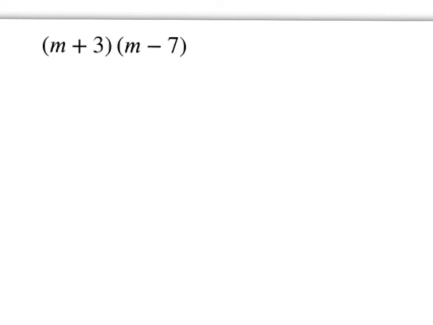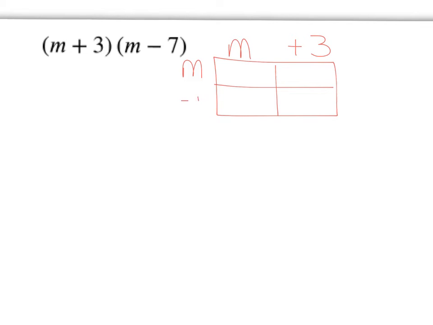One more with box method. You can pause and try it by yourself, or you can work it along with me. So I draw my box. I have m plus 3, and then m minus 7. I look at each of my 4 boxes. M times m is m squared. M times 3 is a positive 3m. Negative 7 times m is negative 7m. And negative 7 times a positive 3 is negative 21.